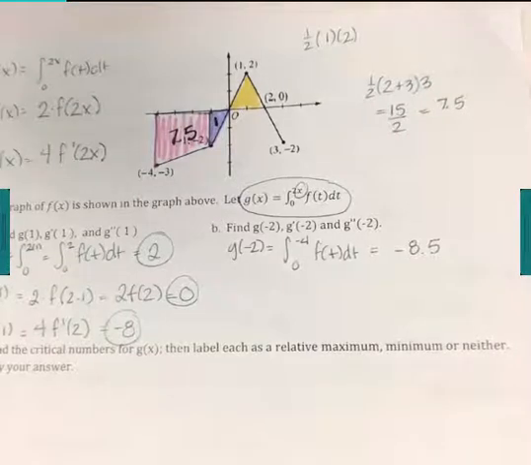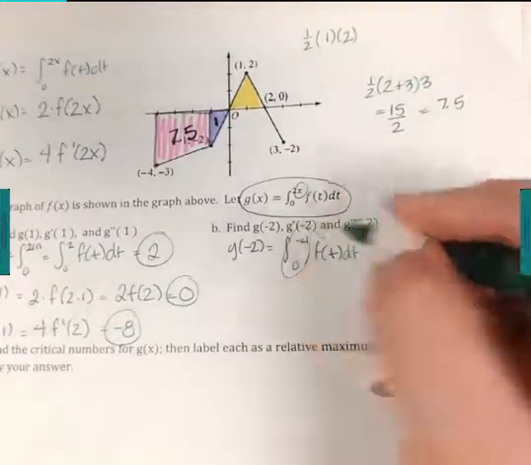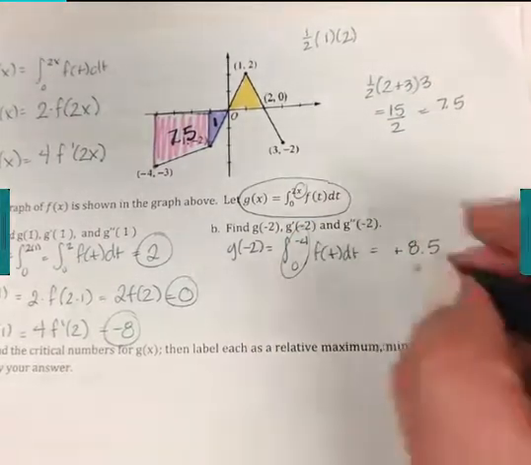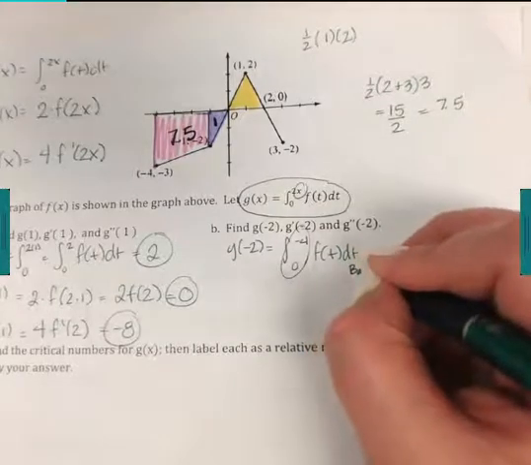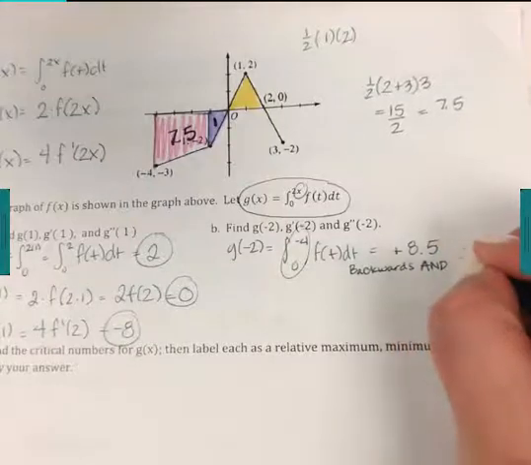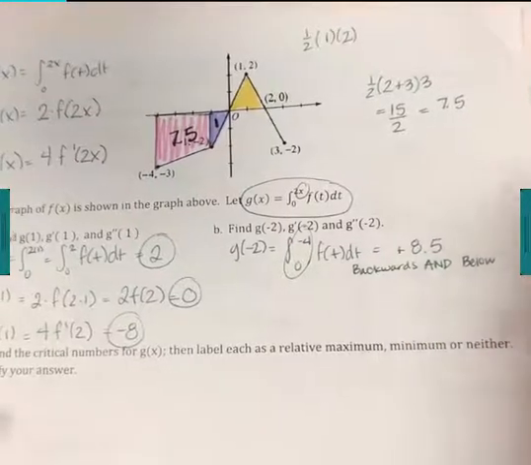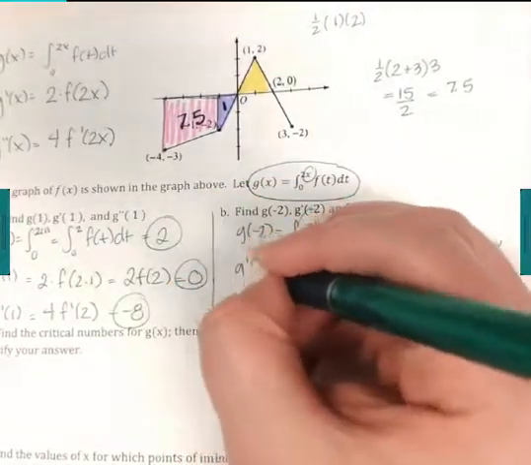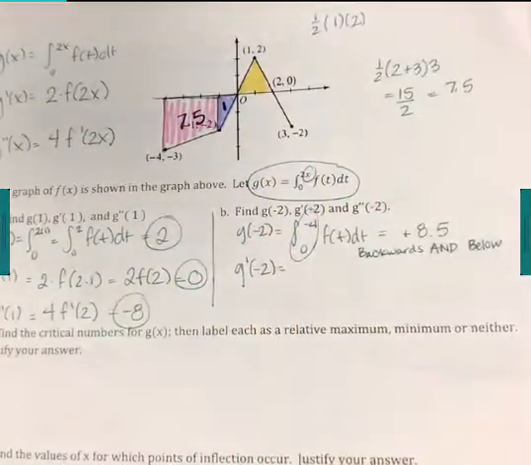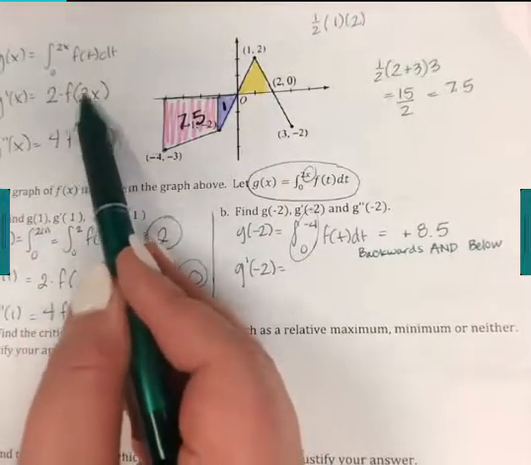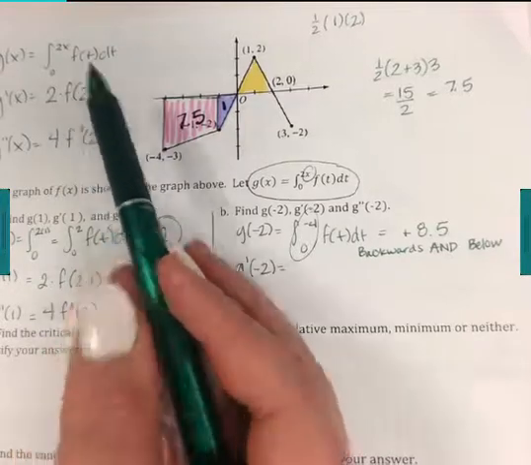Oh, okay, even though the area is below, it's also backwards. Negative 4 should have been on the bottom of this guy, so I need to switch that back to a positive. So it's positive because it's backwards and below. If it's negative twice, then really we know it's just positive. Okay, next I want G prime. G prime of negative 2, I plug my negative 2 in here. Then I want 2 times what?